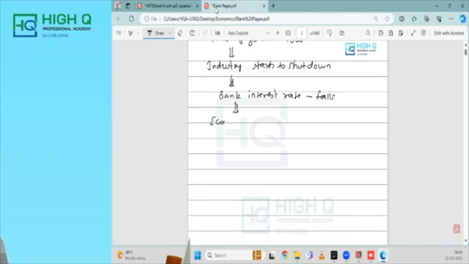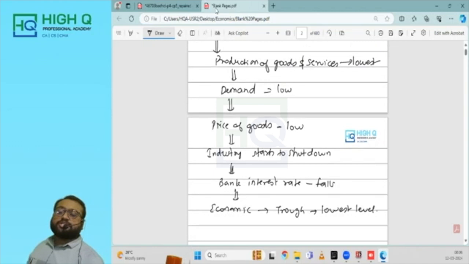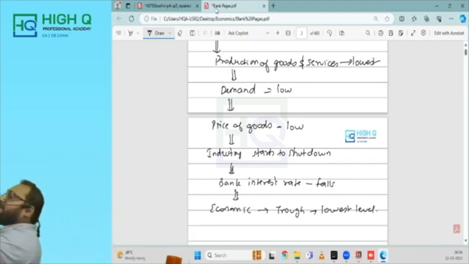And the economy reaches the trough, the lowest level. This will help for revision. Say yes or no. Will this help for revision? Say yes or no. We'll revise like this. Say yes or no. When the country is in depression, the production of goods and services will be low, demand will be low.